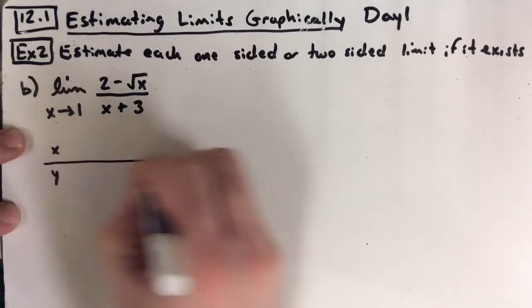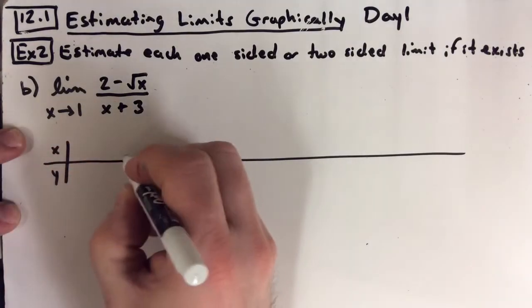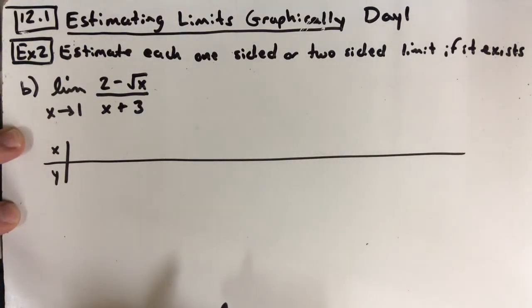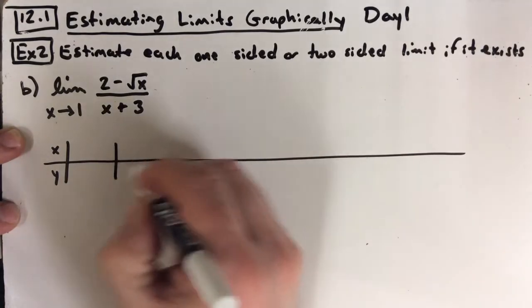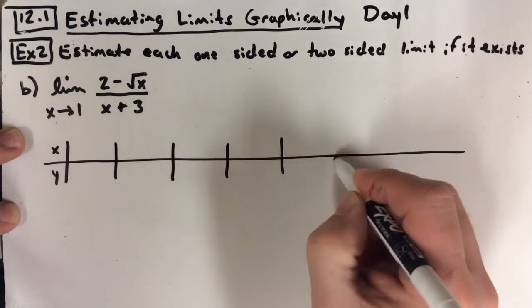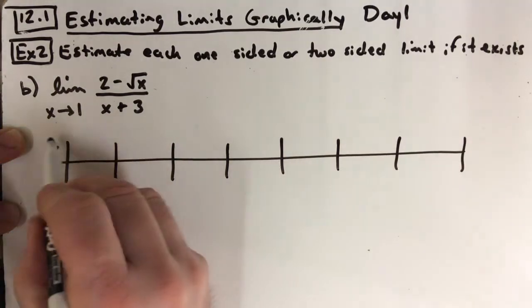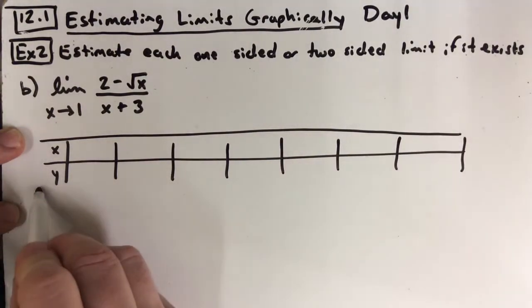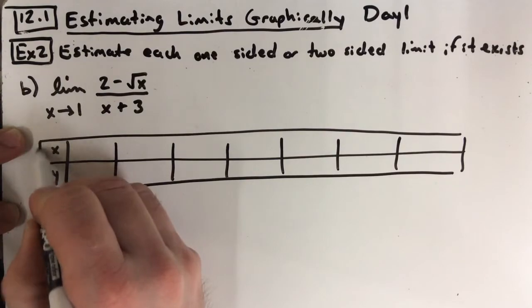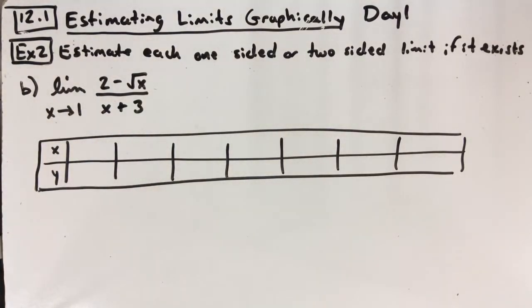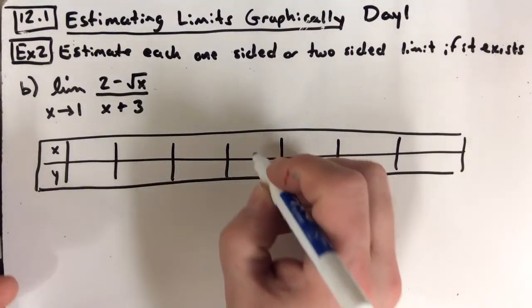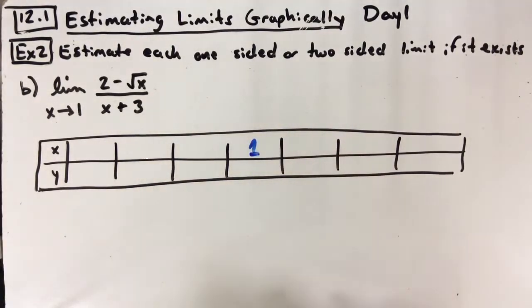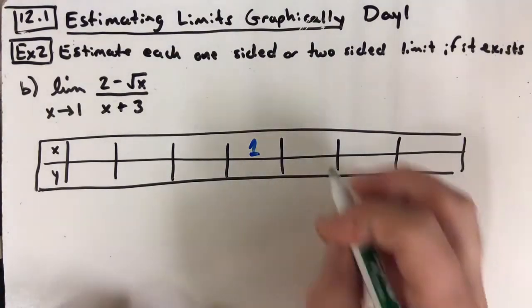I'm going to make our xy table. I'm going to make 7 x values and corresponding y values. One is where we are evaluating our limit. I'm going to put that in this middle box here. And then again, add and subtract 0.001, 0.01, and 0.1 to get the other x values.